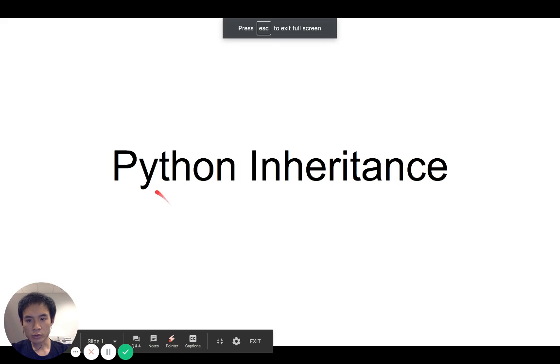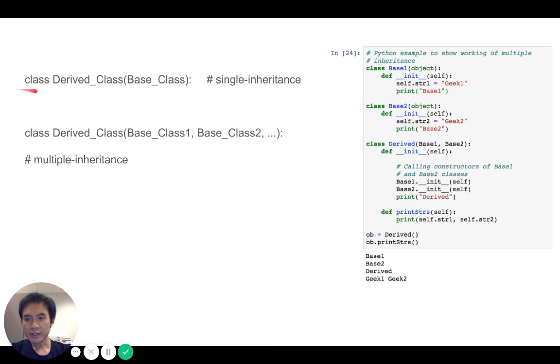In this video, we are going to talk about Python inheritance. This is the syntax for Python inheritance. We have the derived class and we have the base class. This is single inheritance. And if we want to use multiple inheritance, we put several base classes in the parentheses.